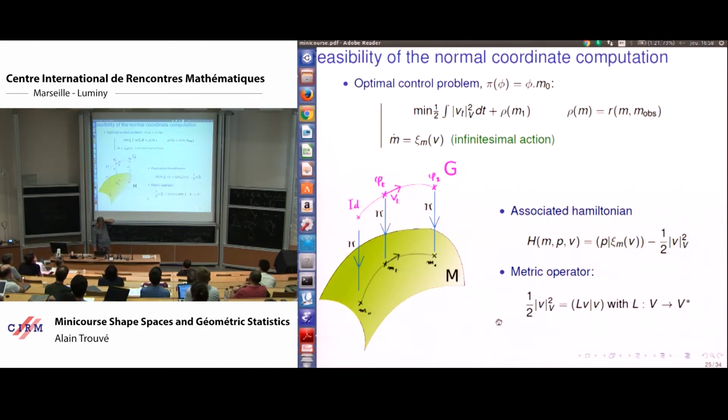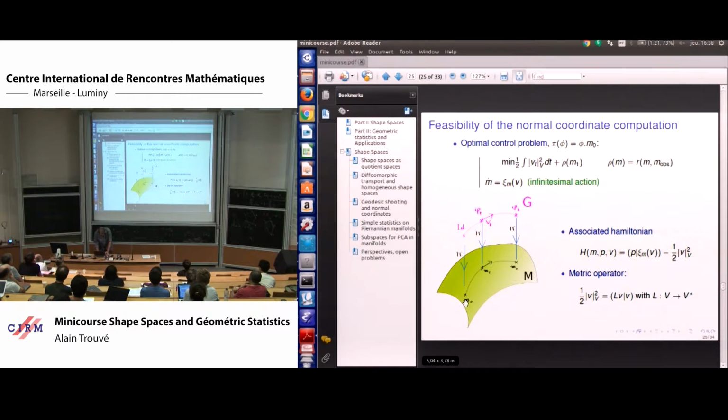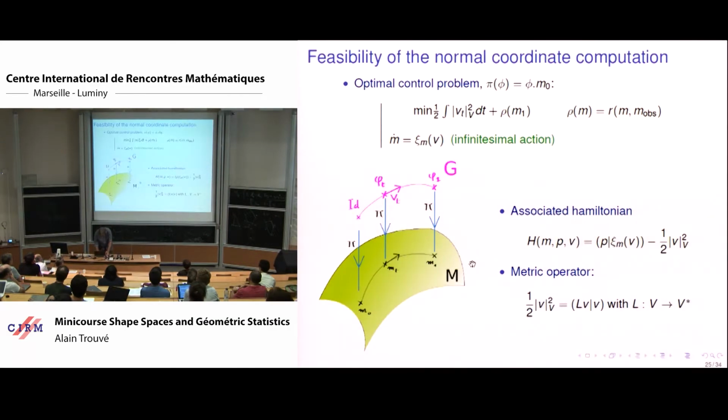The thing is that, in fact, because of this right invariance, if you look at our problem, this is an optimal control problem, which is not so hard. You have to go from M to M prime by a flow, and you have to minimize this Lagrangian, which has a right invariance.